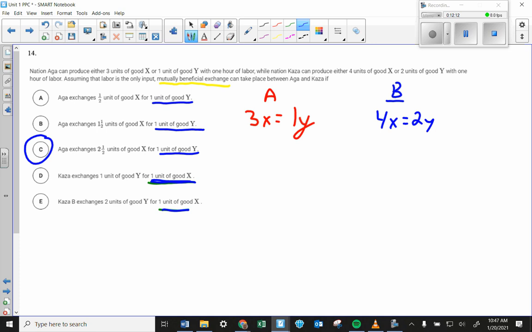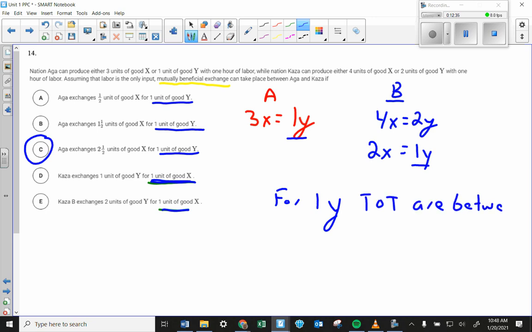4X is equal to 2Y. So if we solve for Y, because we've already got Y over on the left side on alpha, that means 1Y is equal to 2X. So right now when we do terms of trade, for 1Y, why 1Y? Because I solved for 1Y. The terms of trade are always between these other two numbers. So it's going to be between 2X and 3X, between 2X and 3X.